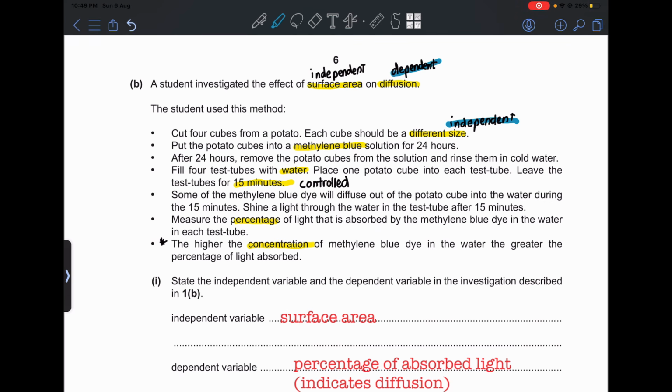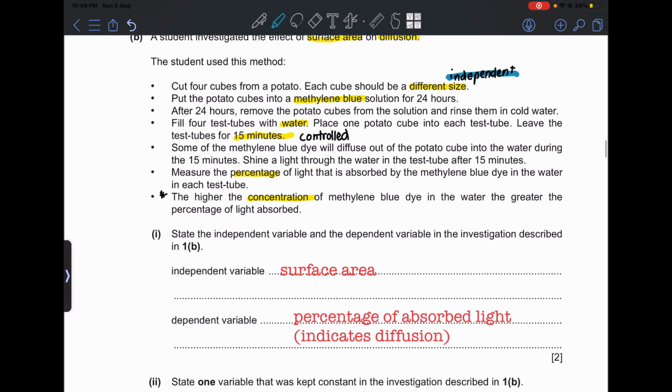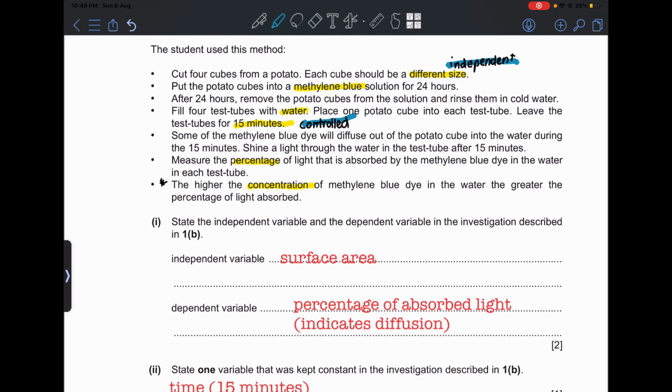Put the potato cubes into a methylene blue solution for 24 hours. After 24 hours, remove the potato cubes from the solution and rinse them in cold water. Fill 4 test tubes with water. Place 1 potato cube into each of the test tubes. Leave test tubes for 15 minutes. This is a controlled variable because you're doing the same thing for all the test tubes. Some of the methylene blue dye will diffuse out of the potato cube into the water during the 15 minutes.